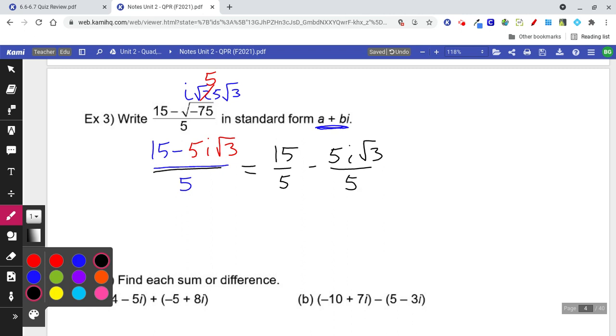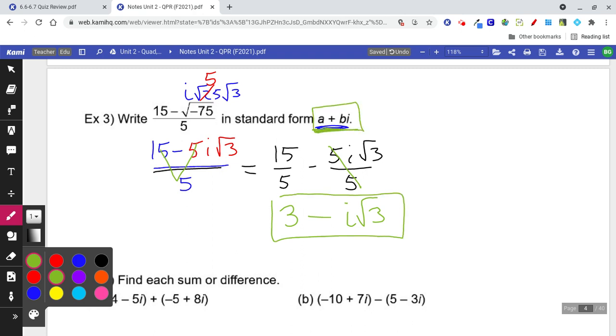I would prefer that you did that step in your head and could reduce that in your head. I call it V canceling. If all three of those numbers are divisible by 5, then you can reduce it. Otherwise, split it up like I've done. 15 over 5 is 3. These 5's cancel. I get minus i square root of 3. So this is your standard form. I've got a real number part, 3, and I've got an imaginary part, negative square root of 3.